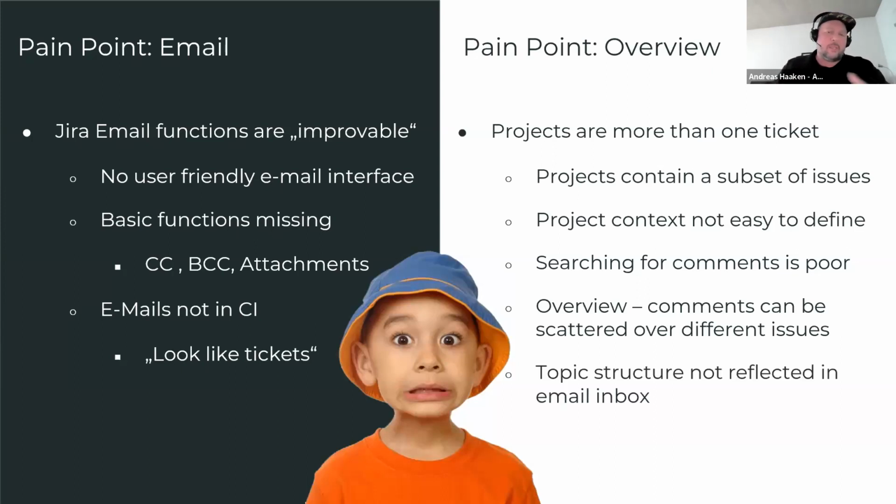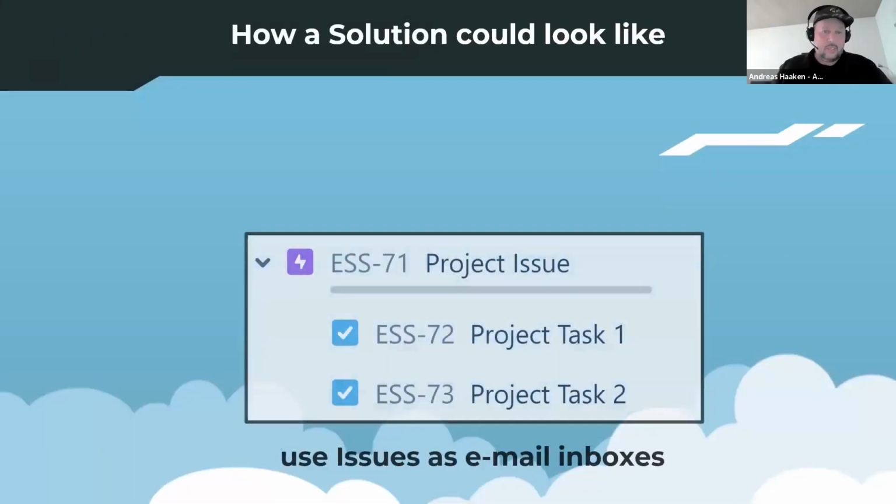And of course, if you share your inbox from the email client, we will get the problem that the communication is not automatically structured in the hierarchy or in the structure of your issues. So everything is on the first level coming in, and then you need to move them into certain folders or create filters that do that automatically. But it could be a lot easier if you let Jira do this for you. So let me show you how a solution could look like.